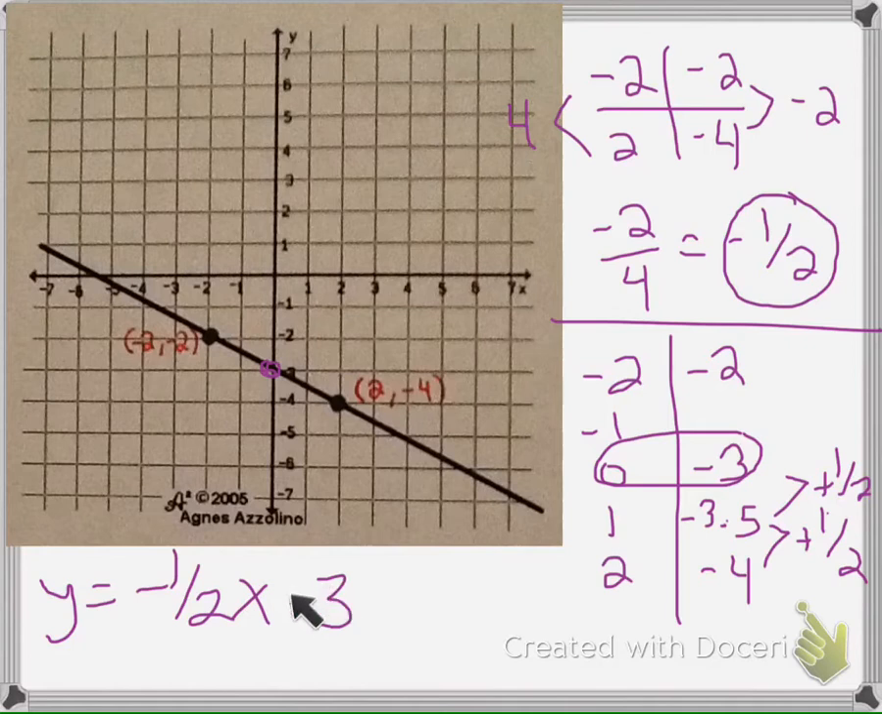A lot of you are still writing plus minus 3. We don't need to do that. You don't need 2 operations next to each other. Just write minus 3.